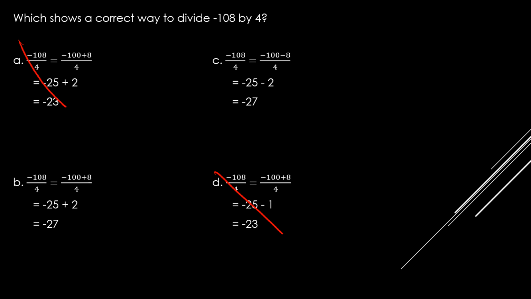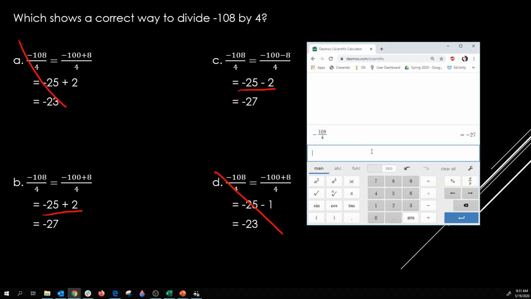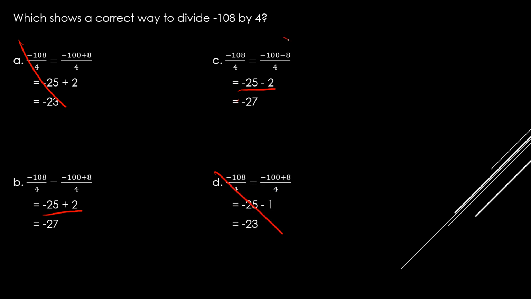Okay, so now let's look at the second step here. So if I look at these second steps, negative 25, negative 25 minus 2 and negative 25 plus 2. Only one of those will give us the right answer, so let's work out both of them. So negative 25 minus 2 and negative 25 plus 2. See how this negative 25 minus 2 gives me that negative 27? So that tells me that C is going to be correct because this second step is what gets me to this answer here.